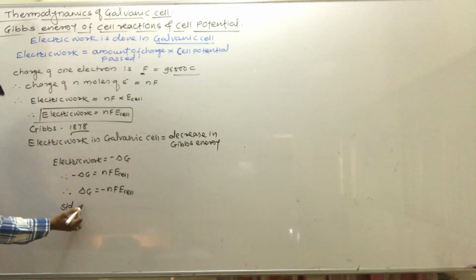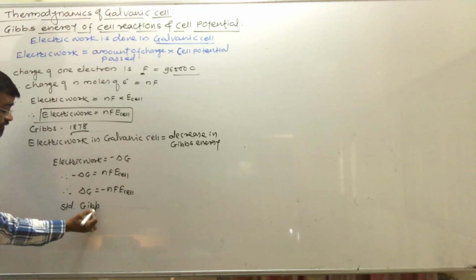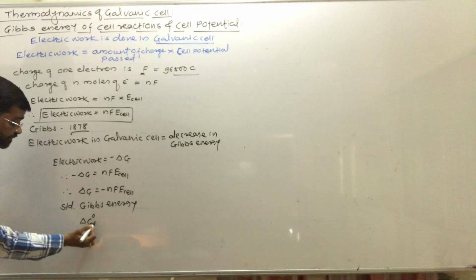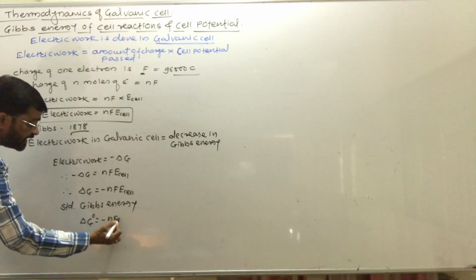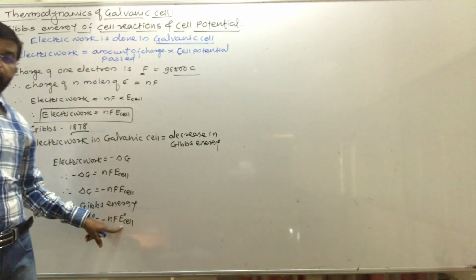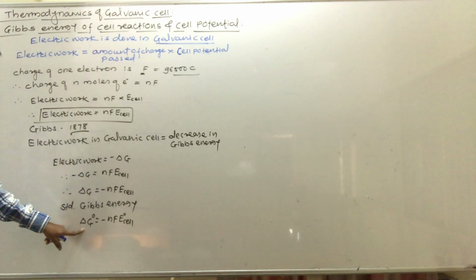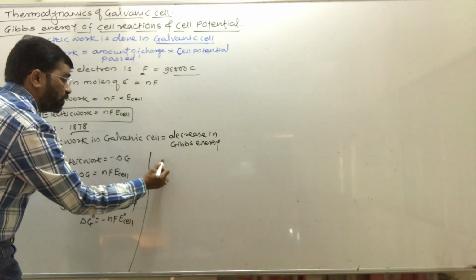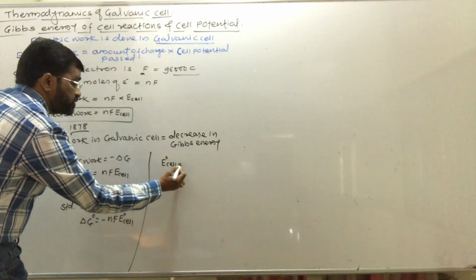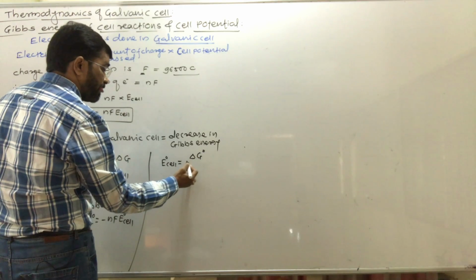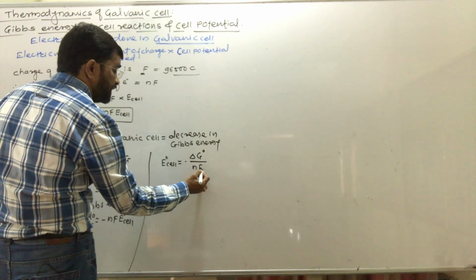Standard Gibbs energy, that is delta G0, is equal to minus nFE0, where E0 is the standard cell potential. Therefore, cell potential is equal to delta G0 upon nF.